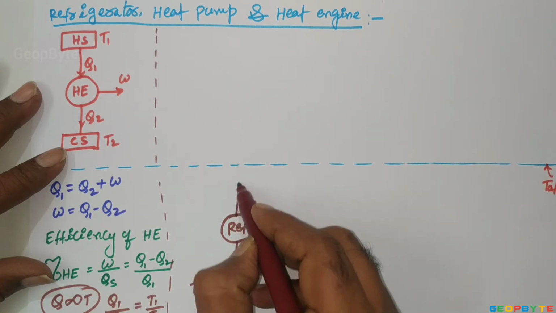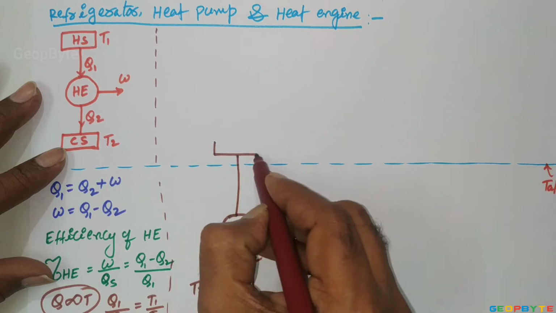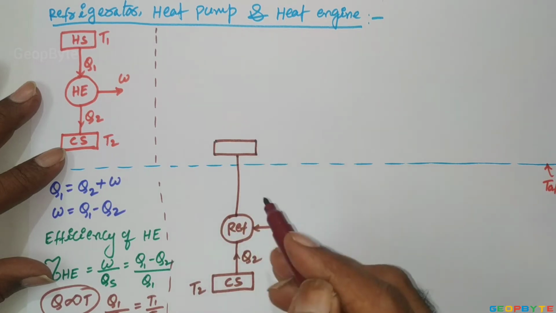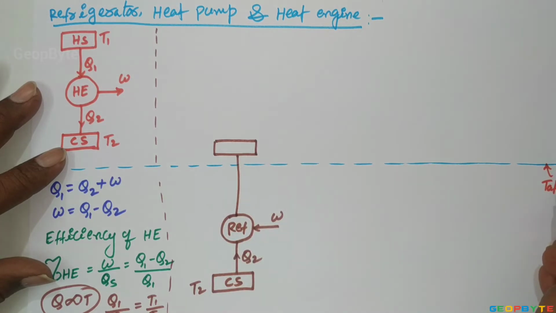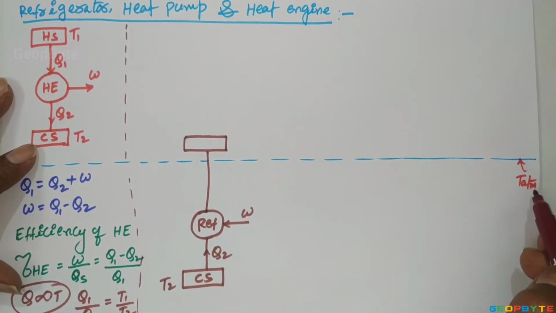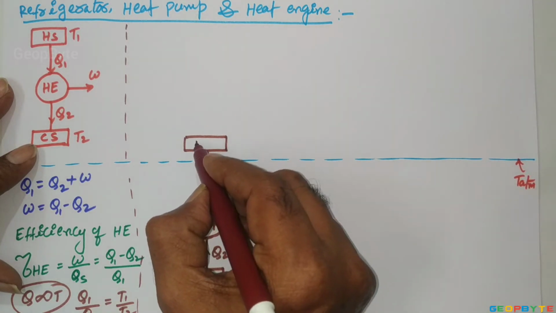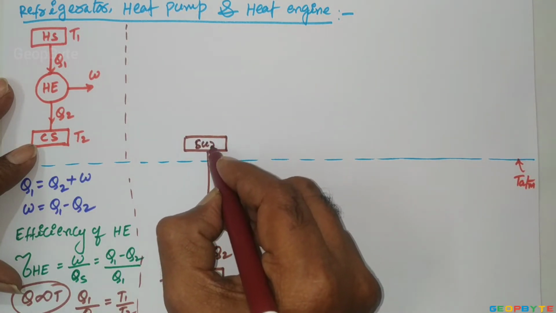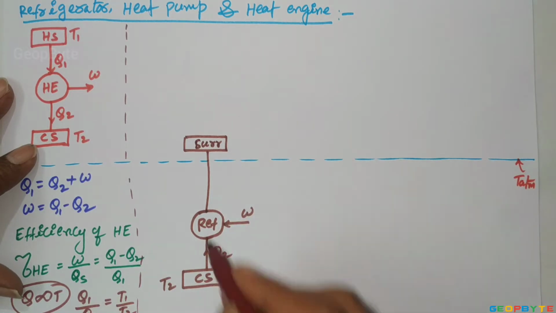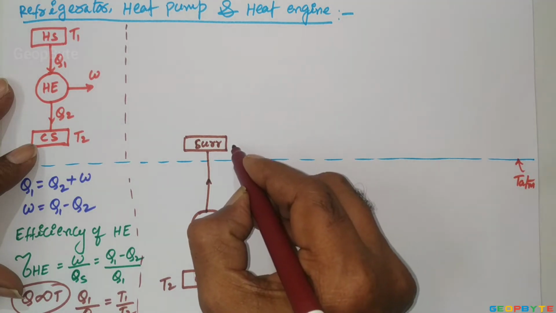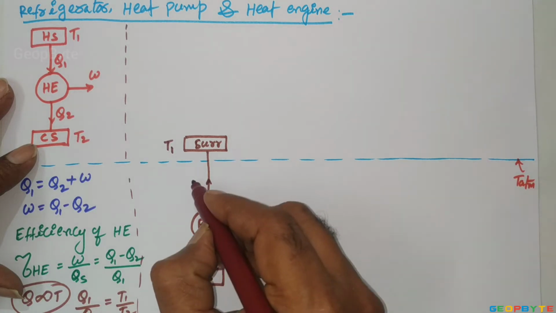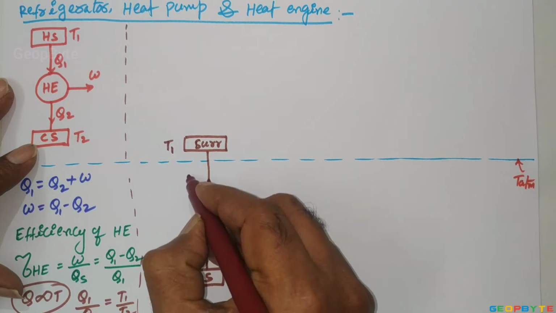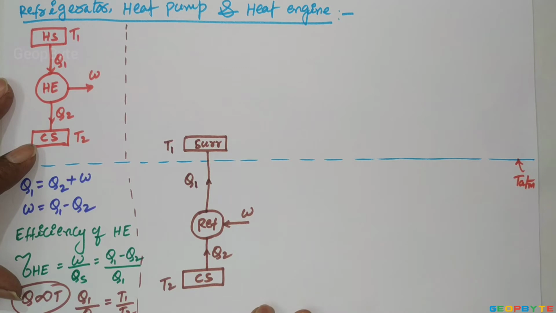And it is dumping the heat above the room temperature. The refrigerator is dumping the heat to the surroundings with a temperature above the atmospheric temperature. Here the surroundings are treated as the hot source for the domestic refrigerator. Assume the surroundings are maintaining the temperature T1, to receive the heat Q1 from the refrigerator.